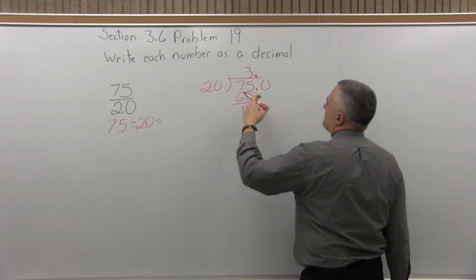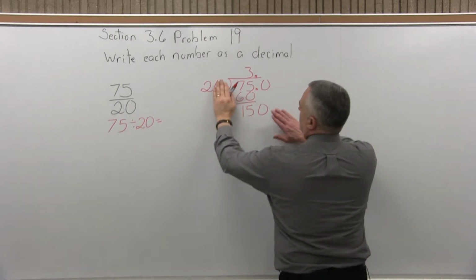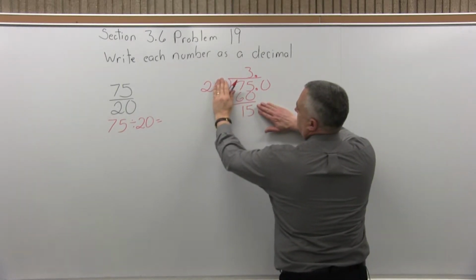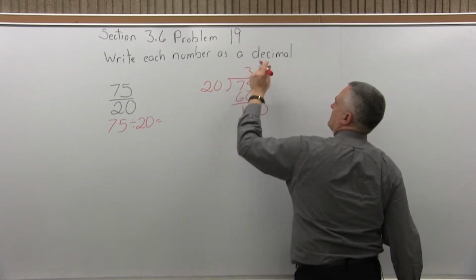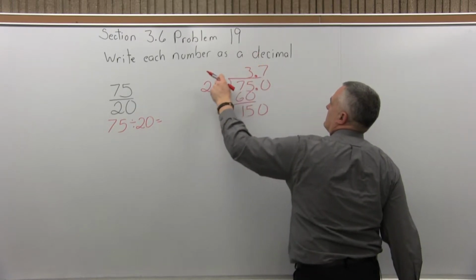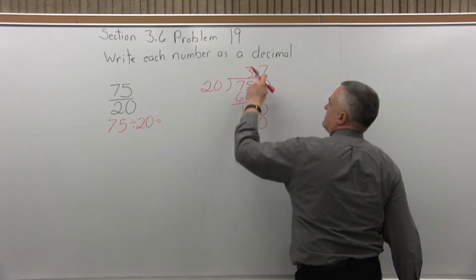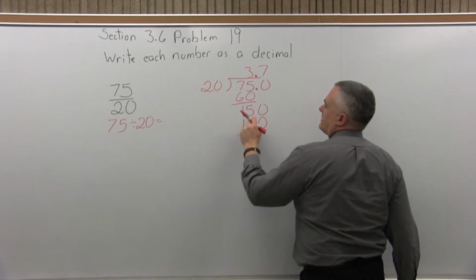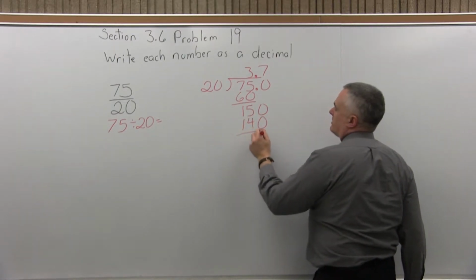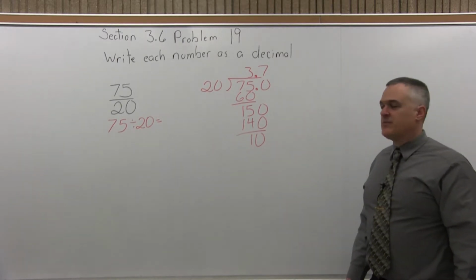So 20 divides into 150. Again, these are big numbers. If they're kind of big, just cover the rightmost 0 for a minute, and just do 2 divides into 15. It goes in 7 times. 2 times 7 is 14. But it's really 20, so 7 times 0 is 0, 7 times 2 is 14. 150 minus 140 is 10, so it still didn't go in evenly.